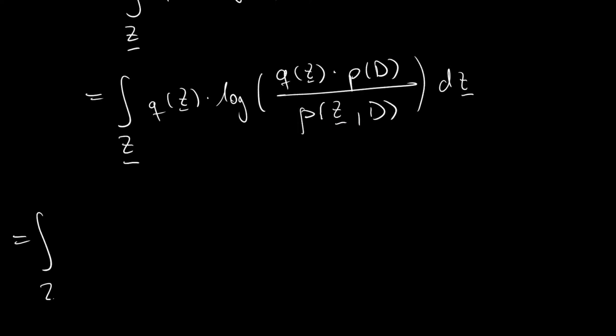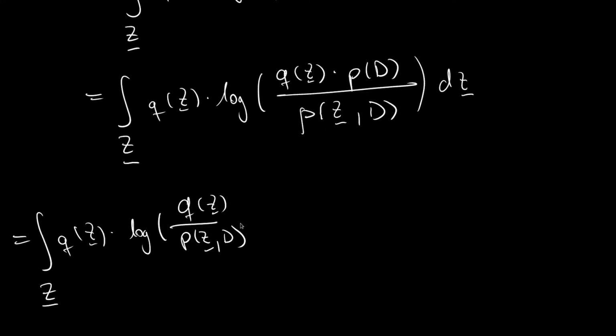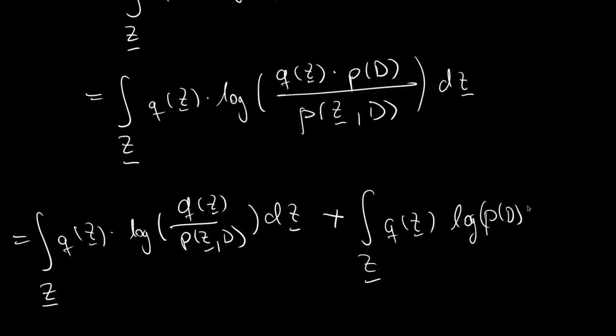The first integral will read the integral over Z of Q of Z times the logarithm of Q of Z over P of Z and D, closing brackets for the logarithm, dZ, and then plus, because we can apply the logarithm rule and the product gets turned into the sum of these two quantities. Then we have the integral over Z of Q of Z times the logarithm of P of D, the marginal, dZ. And then we see on the left we have an expectation over this quantity, and here we also have an expectation over this quantity.